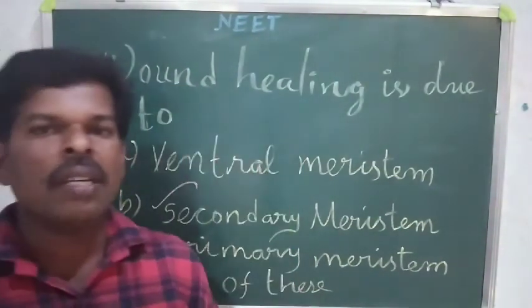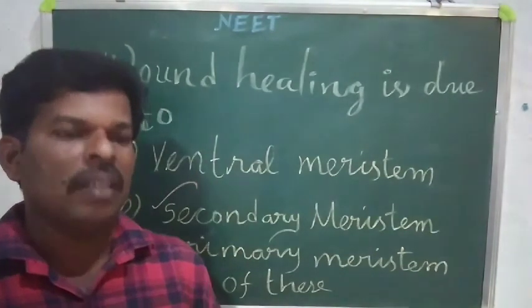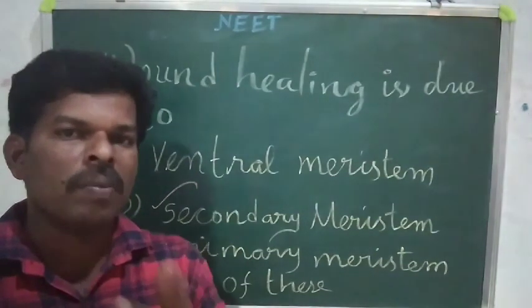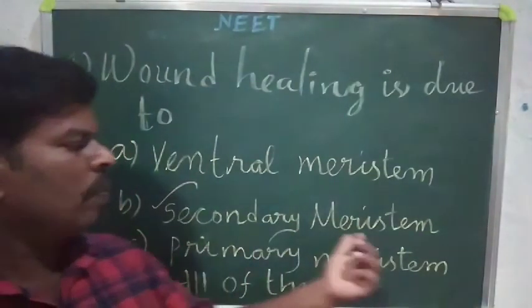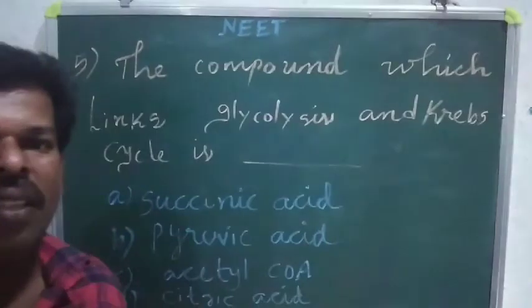If you want to study the plant anatomy topic, secondary growth is formed from primary meristems and secondary meristems. You know very well. The answer is secondary meristems. Note down.